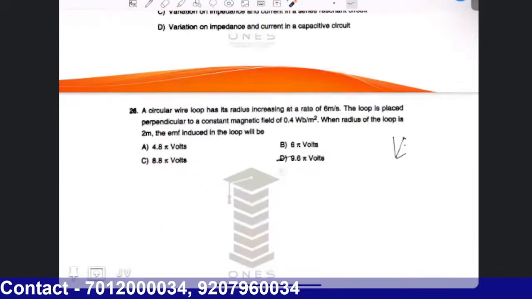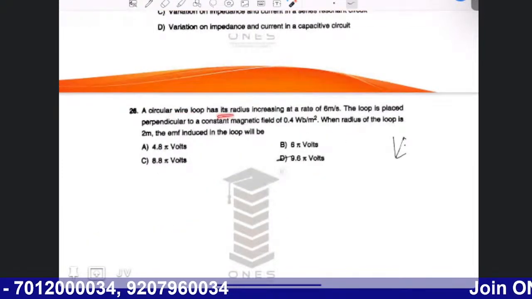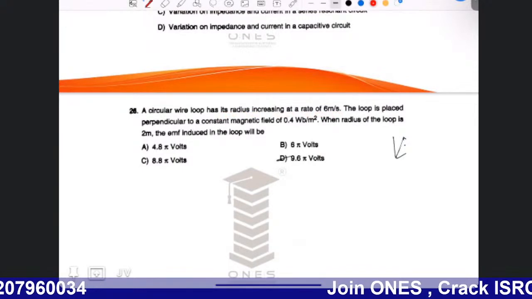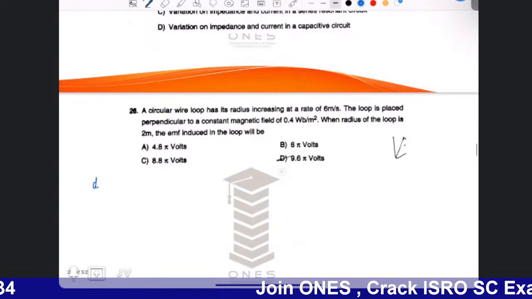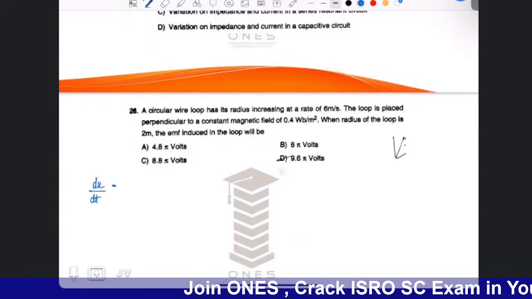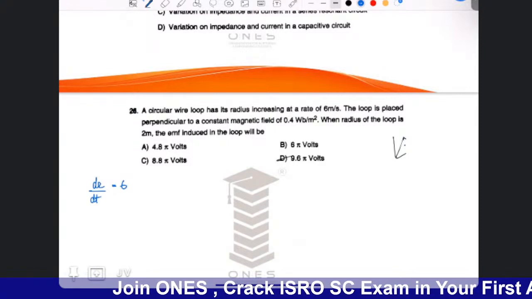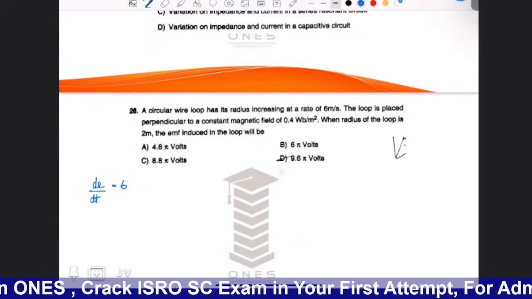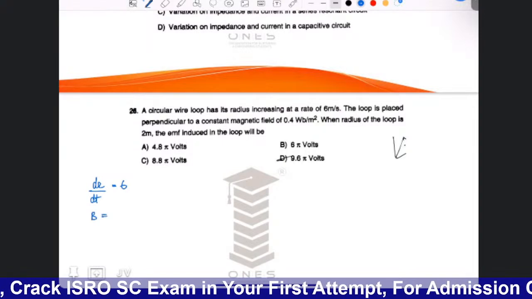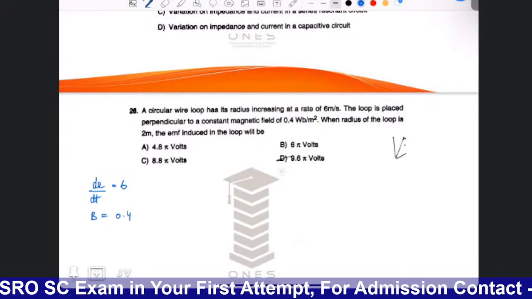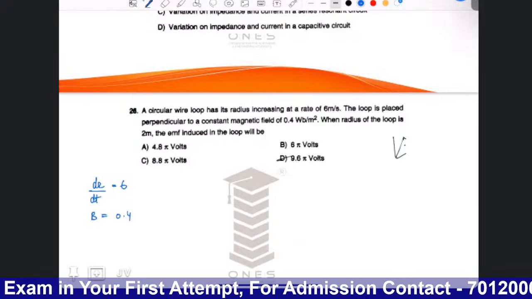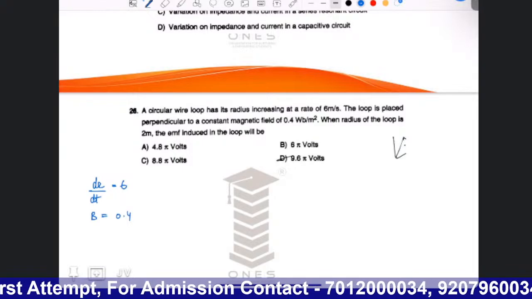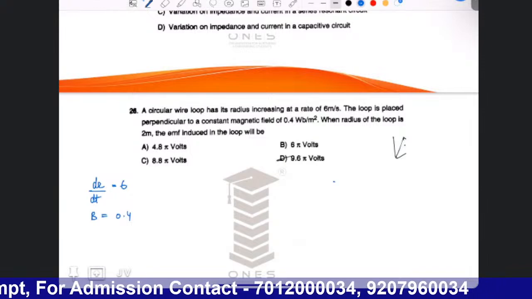Next question. A circular wire loop has its radius increasing at a rate of 6 meter per second. That is dr by dt is equal to 6 meter per second. The loop is placed perpendicular to a constant magnetic field. What is B? It is constant and equal to 0.4 Weber per meter square. When the radius of the loop is 2 meter, the EMF induced in the loop is, what is E?